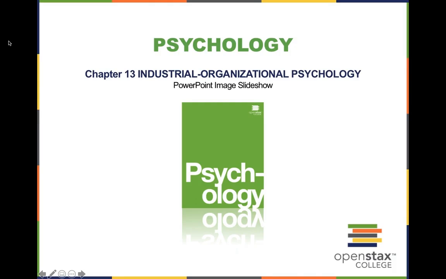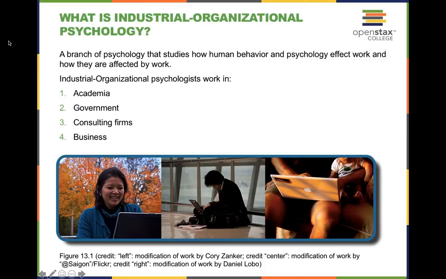My name is Matthew Poole, and today we are going over industrial organizational psychology. For short, we will refer to it as IO psychology. What is industrial organizational psychology, or IO psych? It is a branch of psychology that studies how human behavior and psychology affect work and how they are affected by work. So, where do IO psychologists work?